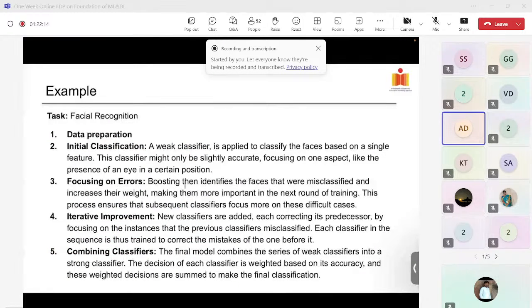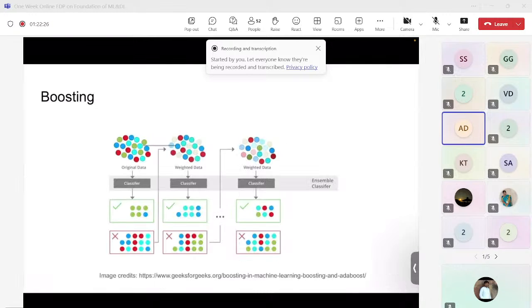Again, over here also, it's a very simple example. Maybe I won't explain it in the interest of time. You can also look into this example. It's a very simple facial recognition task being done with AdaBoost. How can it be done? You use the same concept: original data set, identify the misclassified, increase the weight of the misclassified, and send it to the next iteration.